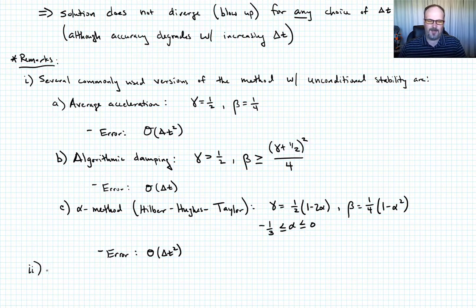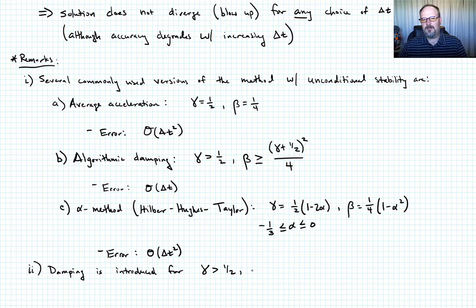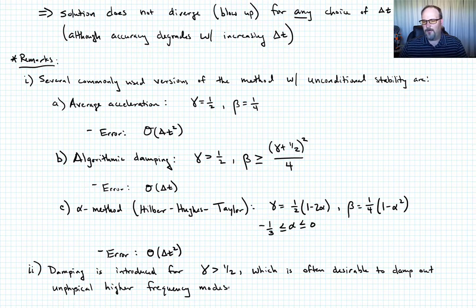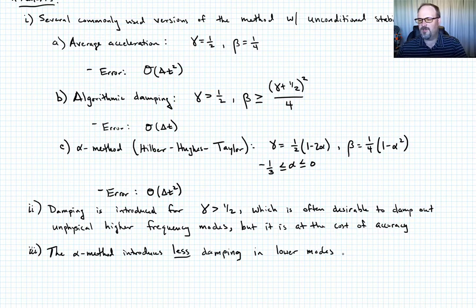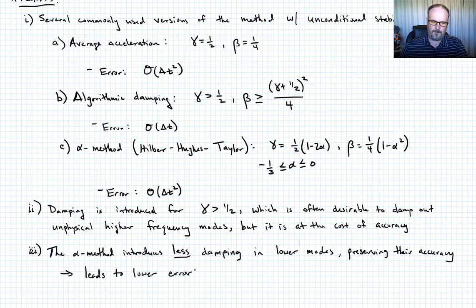Number 2. This is really just what I stated before, but damping is introduced for gamma greater than 1/2, which is often desirable to damp out unphysical higher frequency modes. But I will say this is typically at the cost of accuracy. Number 3 follows on what I also said about the alpha method. It introduces less damping in the lower modes, and you want those lower modes to be more accurate, which preserves their accuracy and ultimately leads to a lower error.